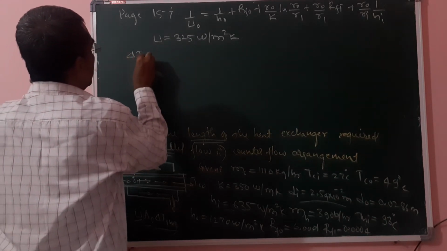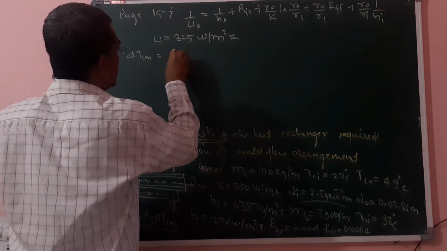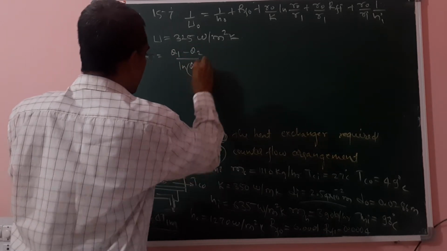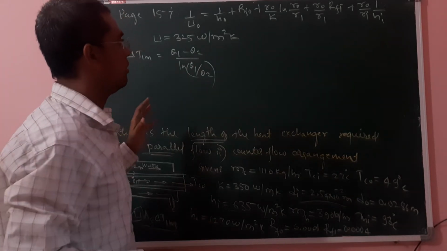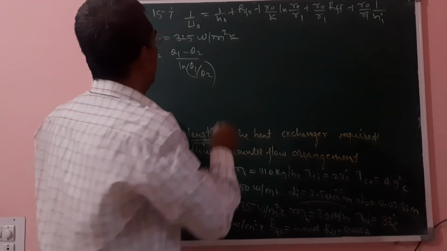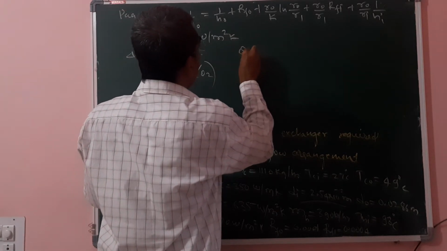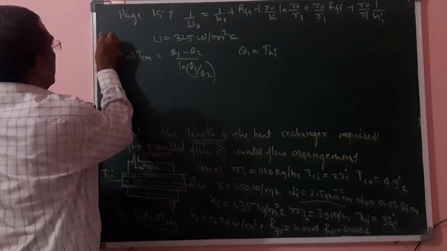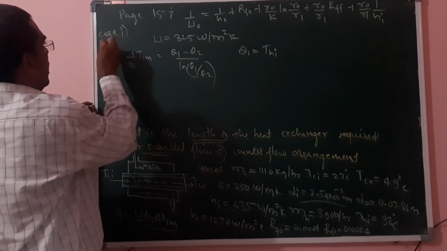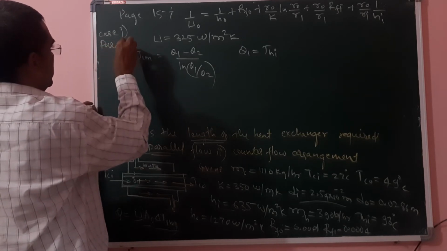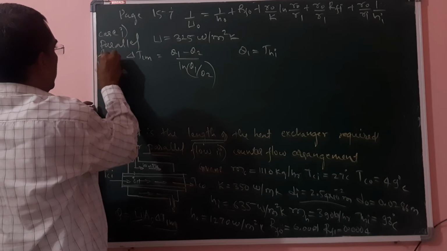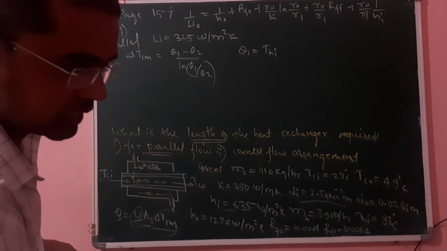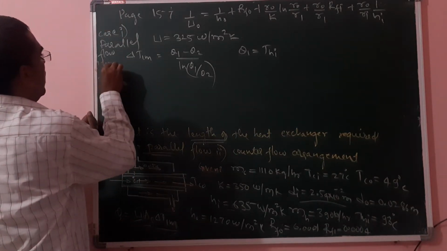Delta TLM is equal to what? Theta 1 minus theta 2 divided by ln of theta 1 by theta 2. Okay, for a parallel flow heat exchanger, theta 1 is equal to Thi minus Tci. This is for case 1, that is the parallel flow heat exchanger.